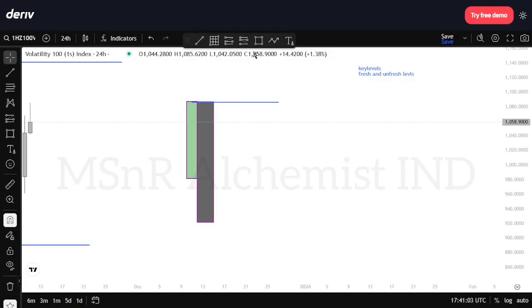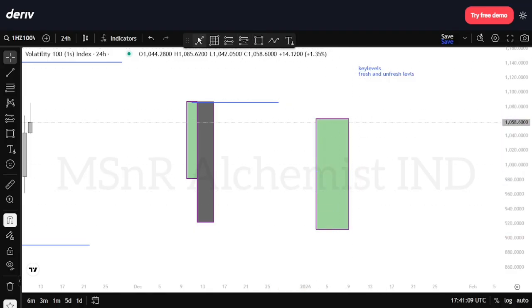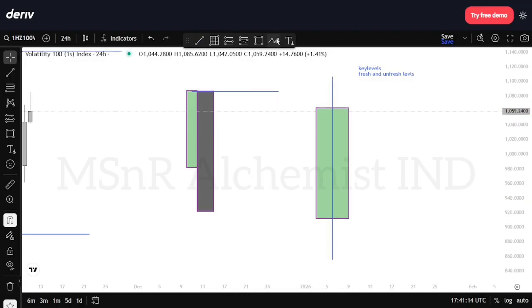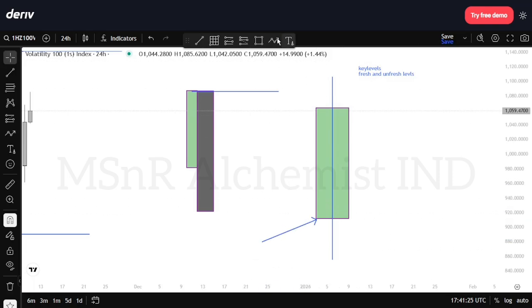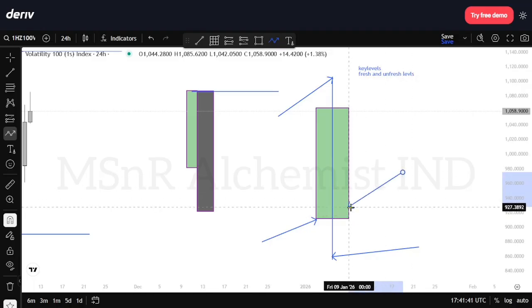Now if you don't know what is closing and opening, the OHLC rule, so this is OHLC. In a candle there are four parts. If it's a green candle, it will open here, move to the high, make a high, then create a low, then it will close here. Sorry, it will close here.